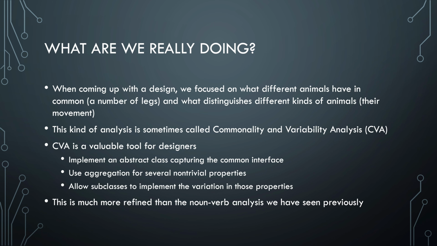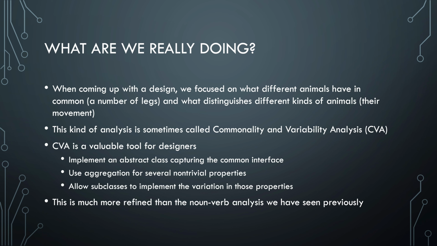What did we actually do? We focused on what different animals have in common, a number of legs, and what distinguishes different kinds of animals, their movement. This kind of analysis is also called commonality and variability analysis, CVA. We'll talk more about CVA later on in this course. CVA is a valuable tool to have in your arsenal.